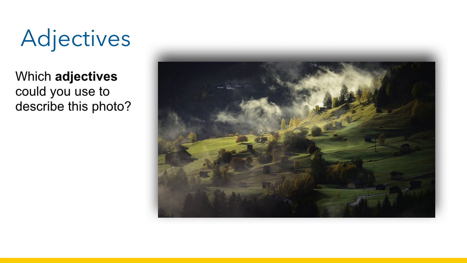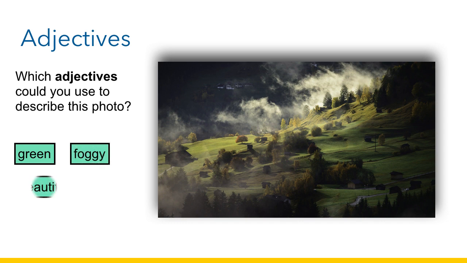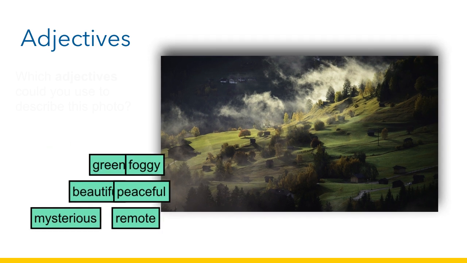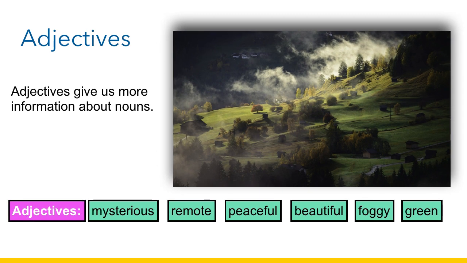Which adjectives could you use to describe this photo? Doesn't it make you feel calm? You could say it's green, foggy, beautiful, peaceful, mysterious, or remote. Remote means far away from other people. Adjectives give us more information about nouns.